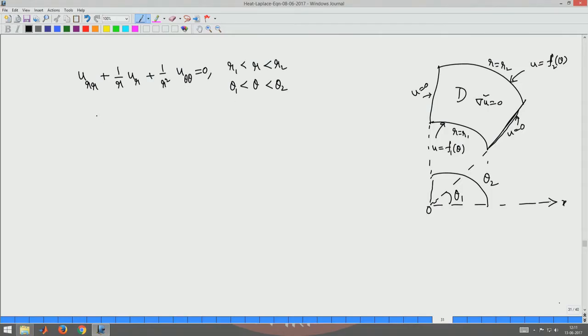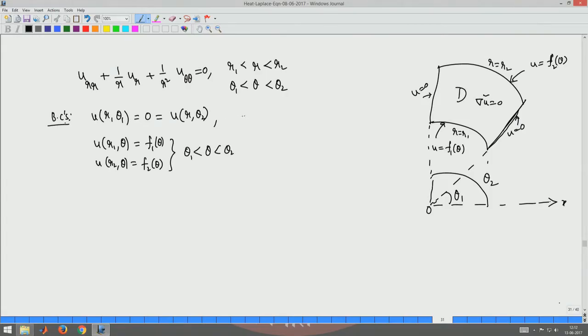Now, you have to provide the data. You can give the boundary data: u at (r, θ1) equal to 0, and u at (r, θ2) is also 0. So, these are the boundary conditions, and you can also give other boundary conditions like u at (R1, θ) is f1(θ), and u at (R2, θ) is f2(θ). Here θ is between θ1 and θ2, and r is between R1 and R2. So, this is your boundary data, and this is the boundary value problem for the Laplace equation. So, how do we solve it?